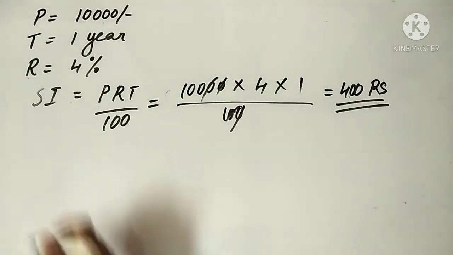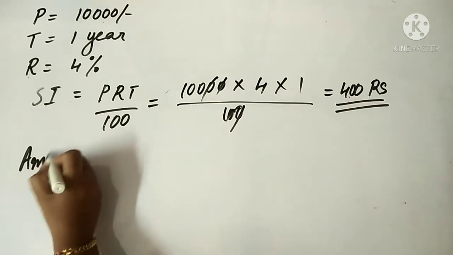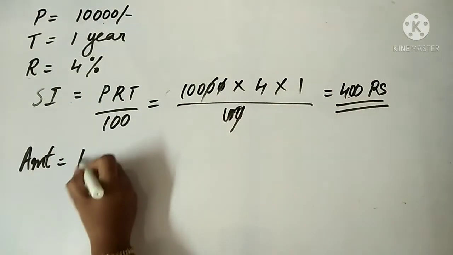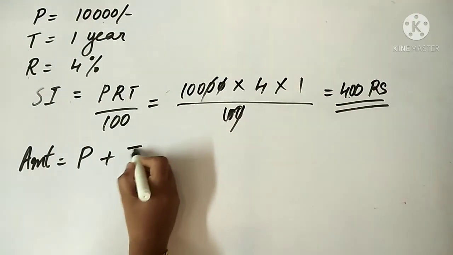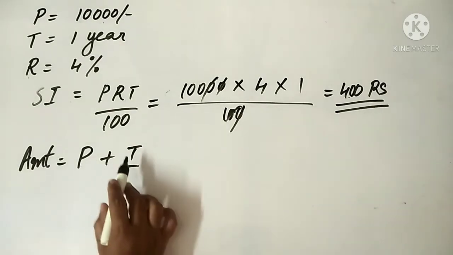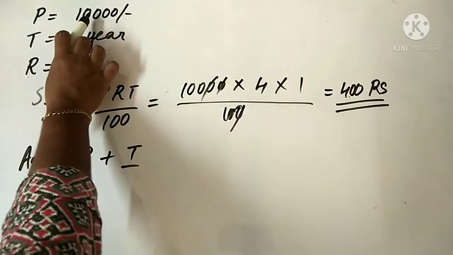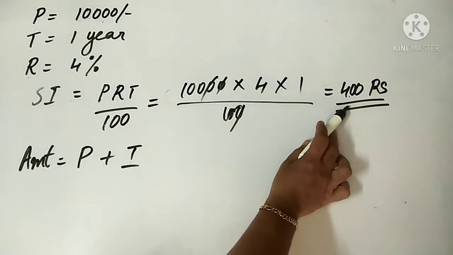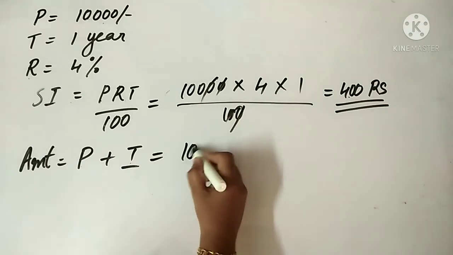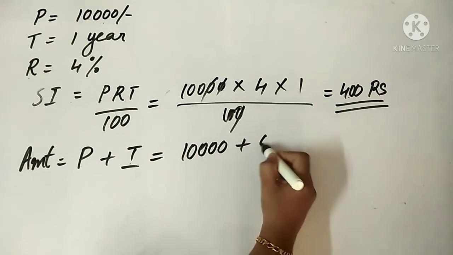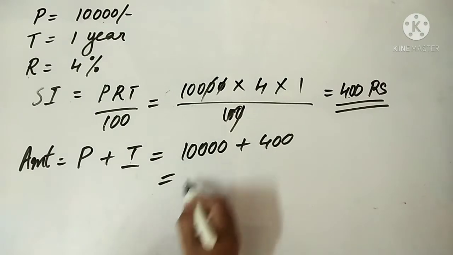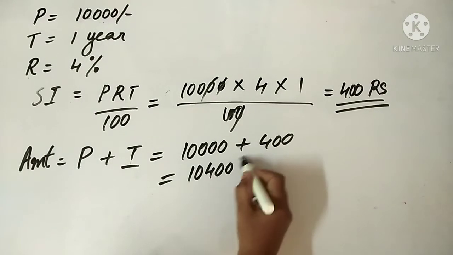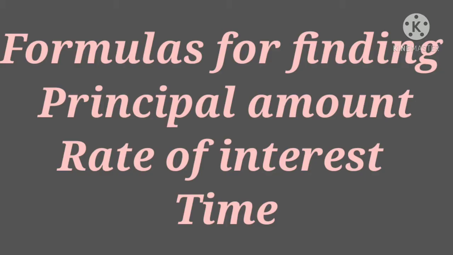Now we can calculate the amount. Amount is equal to principal plus simple interest. To this principal amount, we have to add the interest amount. That is equal to 10,000 plus 400, which is equal to 10,400 rupees.